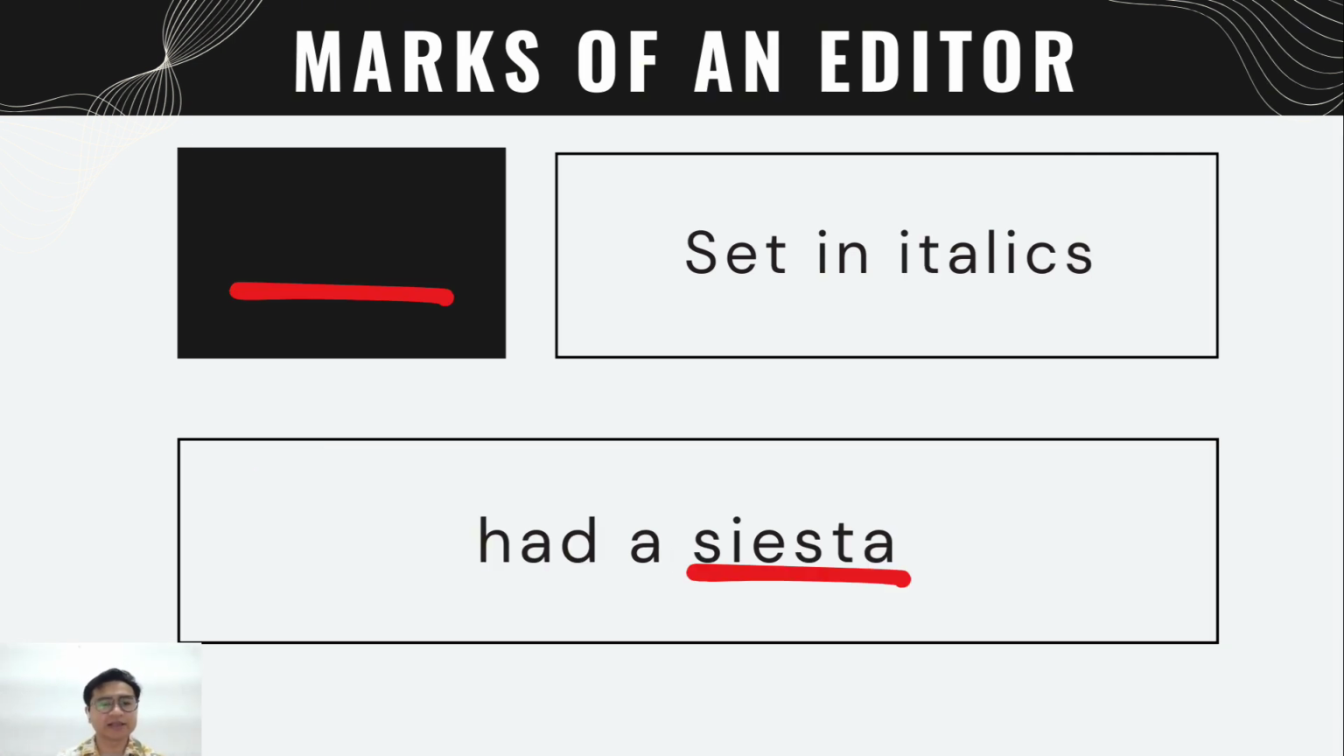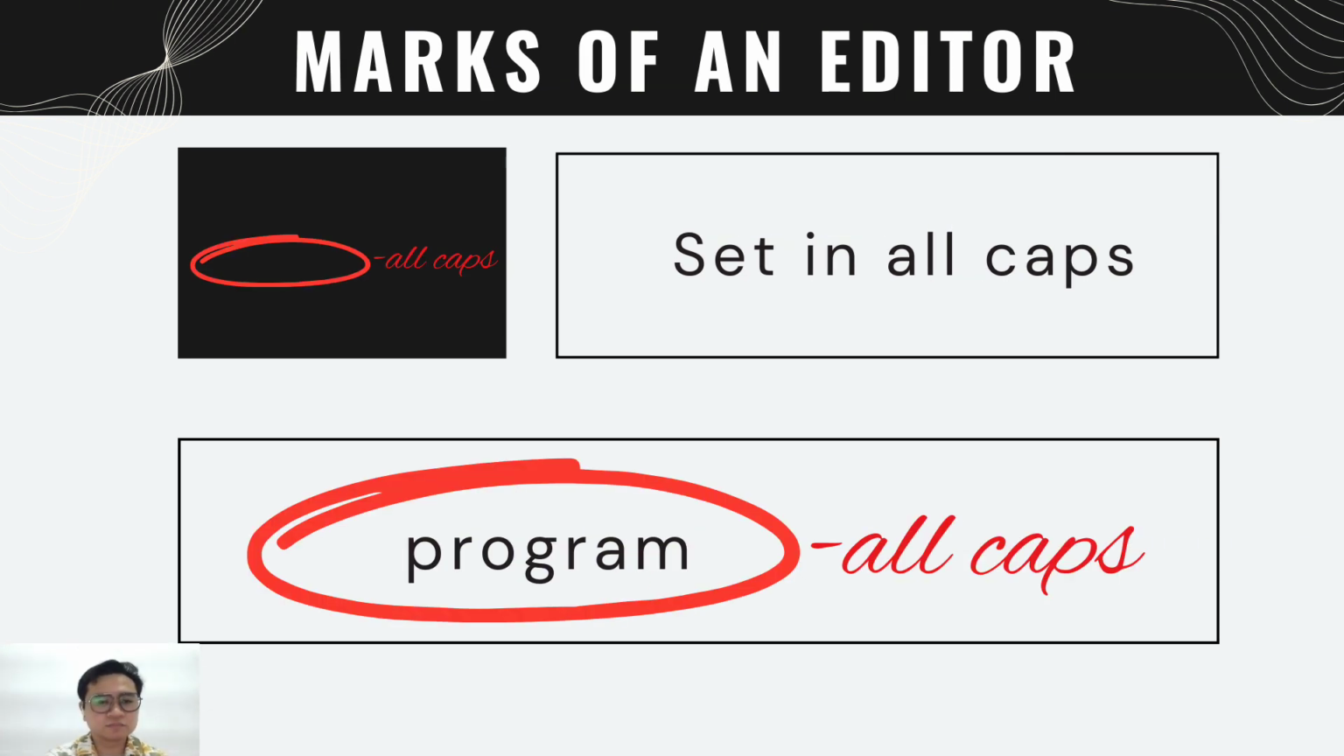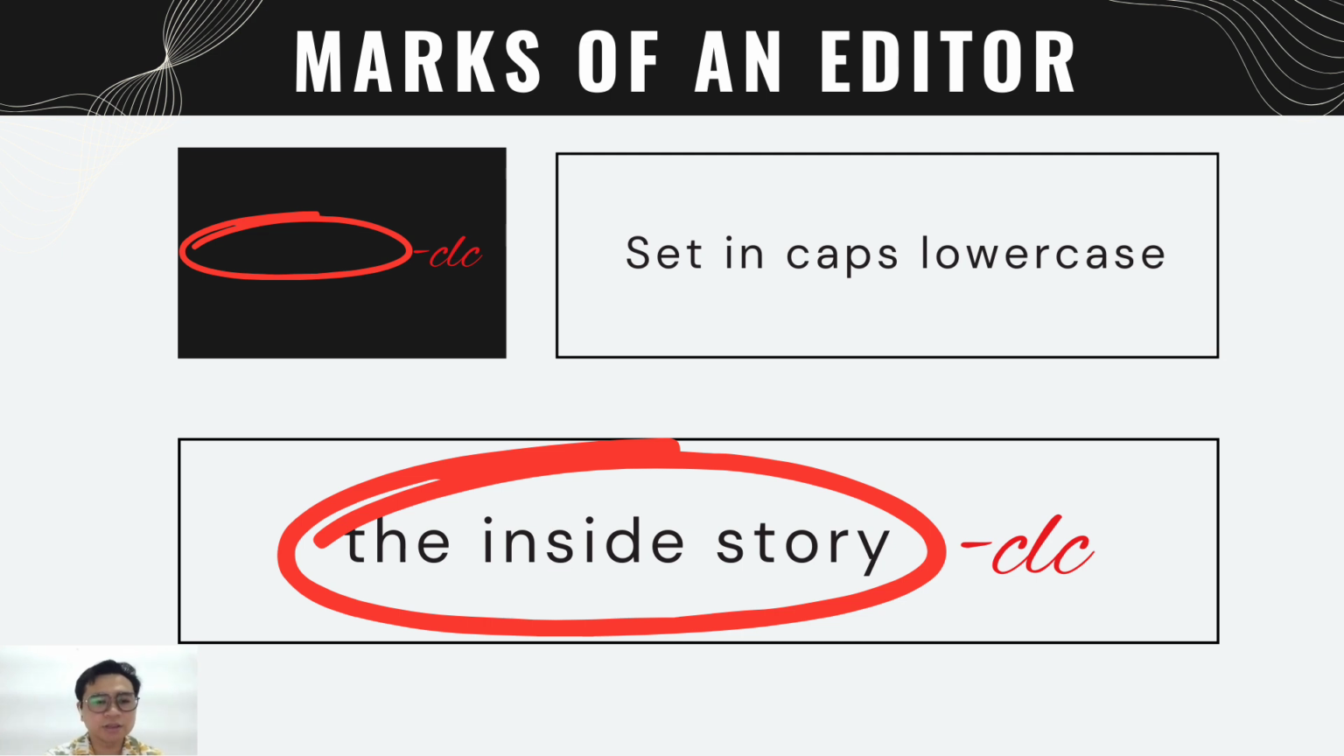Next is set in italics. Italics are used for emphasis. To draw attention to some particular part of the text, we simply put underline as the mark. For terms we want to set in all caps, such as acronyms, we can encircle it and then write all caps on the side. On the other hand, for terms we want to set in lowercase, we encircle it and then write LC.